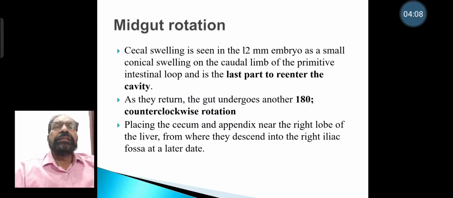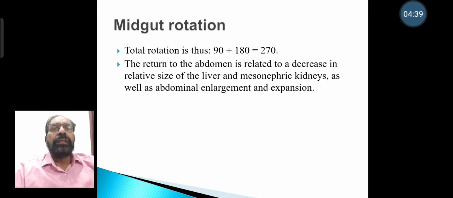Cecal swelling is seen in the 12 millimeter embryo as a small conical swelling of the caudal limb of the primitive intestinal loop and is the last part to re-enter the cavity. As they return, the gut undergoes another 180 degree counterclockwise rotation, placing the cecum and appendix near the right lobe of liver, from where they descend to the right iliac fossa at a later date. Thus, total rotation is 90 plus 180 equals 270.